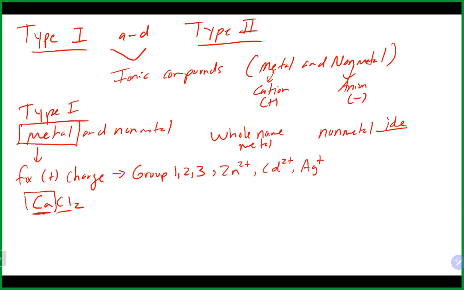And in terms of naming, that's really all you need at that point. Once you identify that that thing is a type 1, you just roll with how we name it, which is, again, we would use the whole name there of the metal, which would be calcium. And regardless of how many nonmetals there are, it still just gets the IDE. Again, no prefixes or anything like that. So this would be chloride.